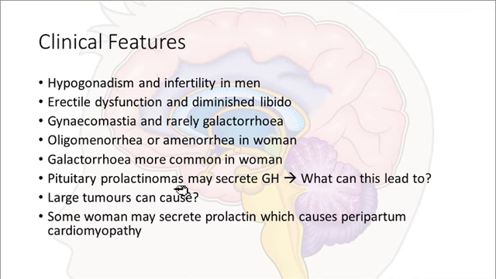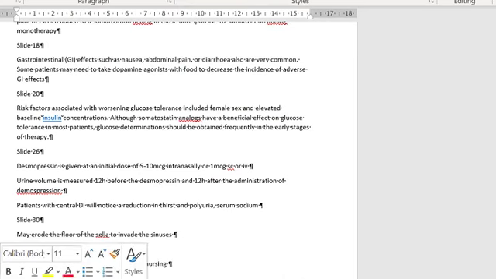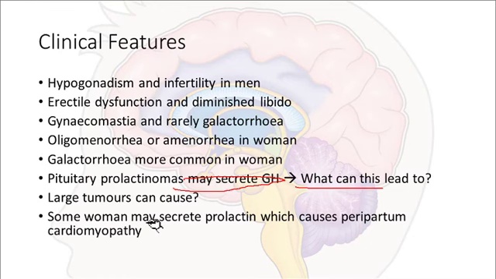Pituitary prolactinomas may lead to growth hormone increases, and this then will, of course, lead to other problems, and I'm sure you are well aware of the problems that this will lead to, such as acromegaly and gigantism, right? But of course, most likely you'll get acromegaly. Large tumors can also cause headaches, and it can cause visual symptoms and even pituitary insufficiency as well. And some women may secrete prolactin, which causes peripartum cardiomyopathy in these patients.